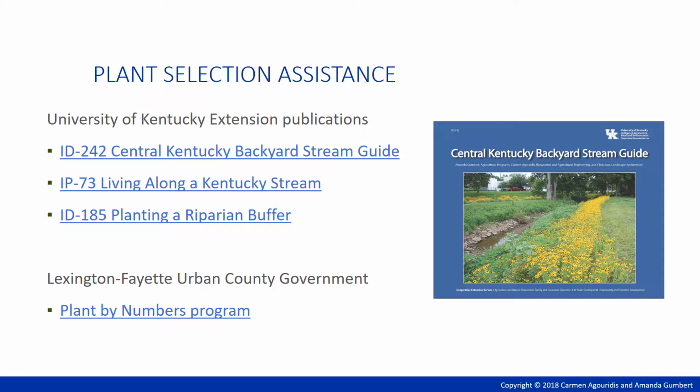The plants presented here represent broad moisture categories and are not inclusive of all plant material options. Plant lists are available from a variety of sources. University of Kentucky Cooperative Extension Service plant lists are available from publications that you can access from our resources links. Lexington-Fayette Urban County Government's Plant by Numbers program offers plant suggestions and planting layout options. Consider comparing these lists to optimize plant selections for your location.